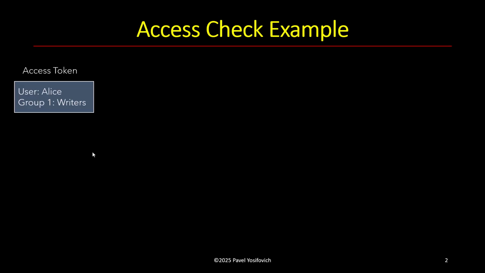So here's an example of how access checks are typically done in Windows. What happens if we have, say, a process running under some user named Alice, and Alice is a member of a group called writers, maybe some other groups, but that's the group we care about here. And Alice wants to open a handle to a kernel object, let's say a process, for example, maybe some notepad process running on the system.